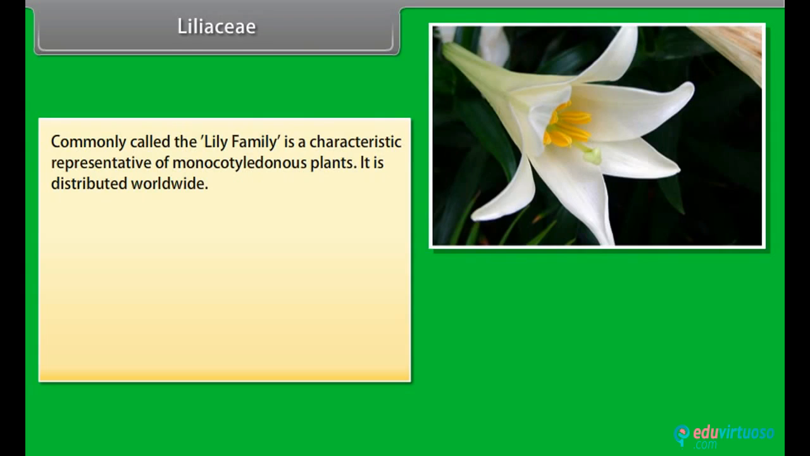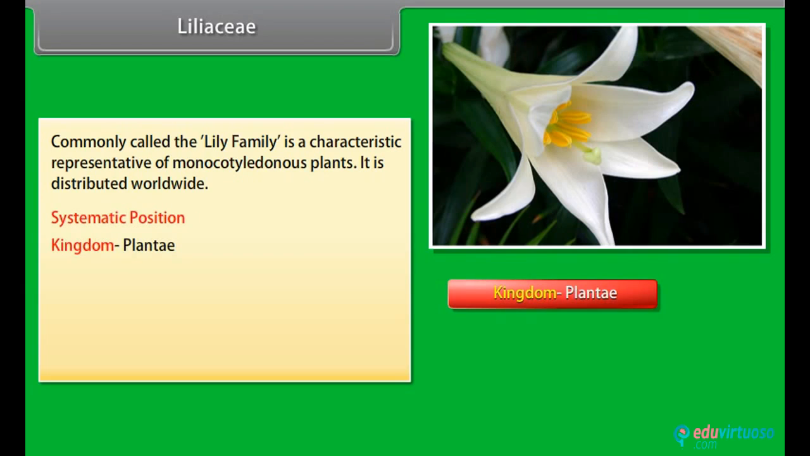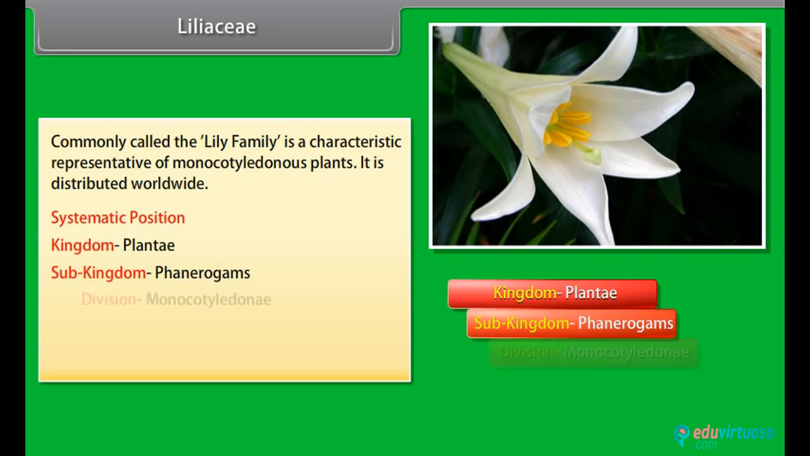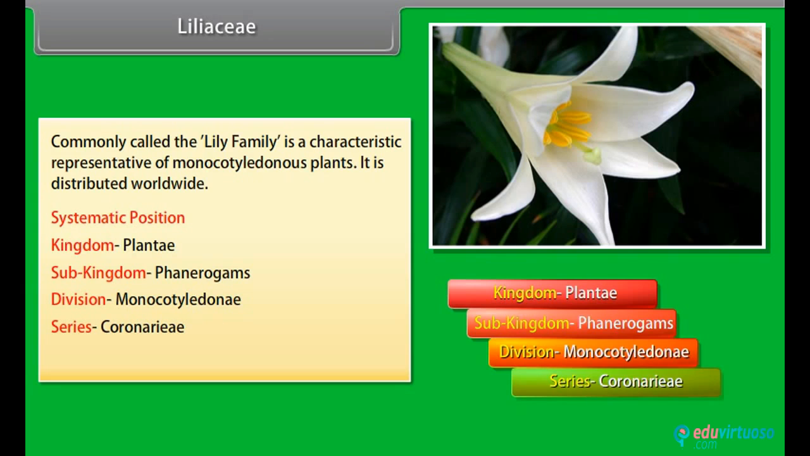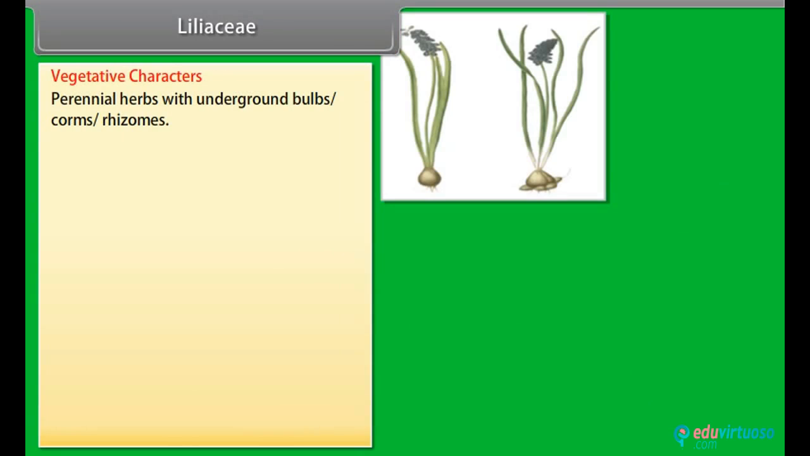It is distributed worldwide. Systematic position. Kingdom Plantae. Subkingdom Phanerogams. Division Monocotyledonae. Series Coronarieae. Family Liliaceae. Vegetative characters. Perennial herbs with underground bulbs, corms, rhizomes, leaves mostly basal, alternate, linear, exstipulate with parallel venation.